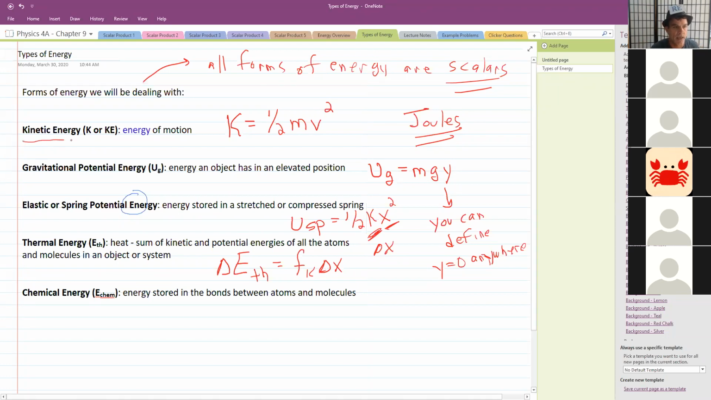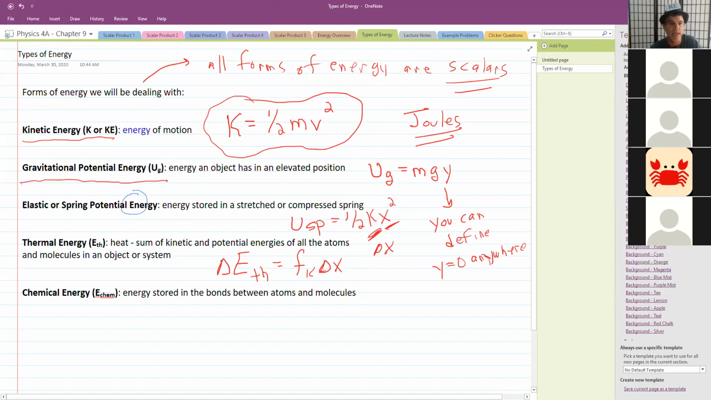Kinetic energy is energy of motion. Any moving object has kinetic energy. That energy depends upon the mass of the object and the speed of the object. The equation is 1/2 mv squared. Again, I'll derive that for you on Thursday. Gravitational potential energy: any object that's in an elevated position has stored energy that we call gravitational potential energy. The equation for that is mgy, where m is the mass in kilograms, g is acceleration due to gravity, and y is the elevation, the height in meters.